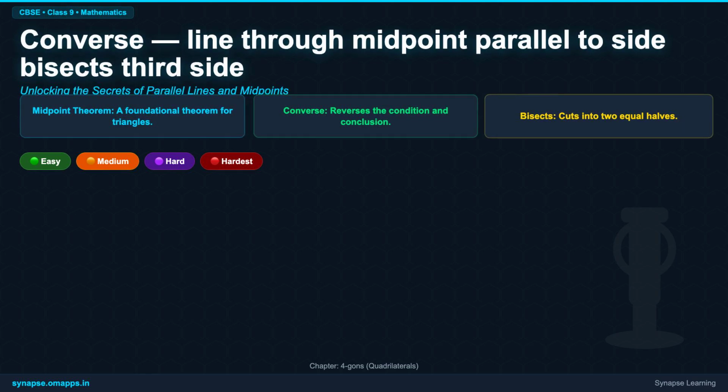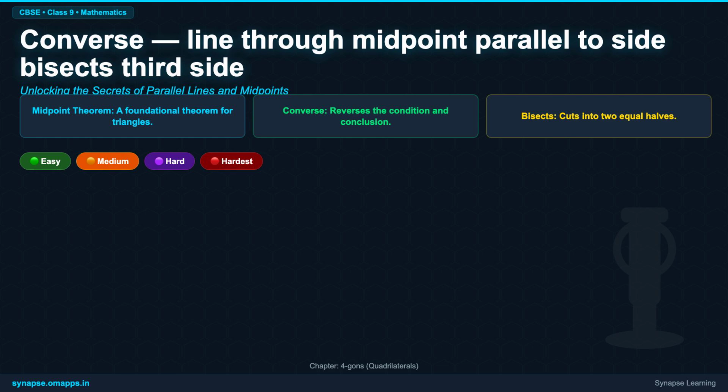Hello, geometry enthusiasts. Welcome to an exciting journey into the world of quadrilaterals, specifically focusing on a powerful concept in triangles. Today, we are diving deep into the converse of the midpoint theorem. A line through a midpoint, parallel to a side, bisects the third side. We'll explore this idea across 4 levels: easy, medium, hard, and hardest, building your understanding step by step.